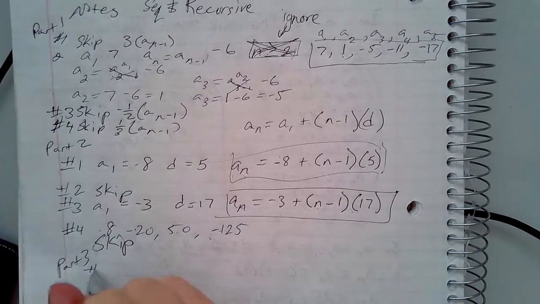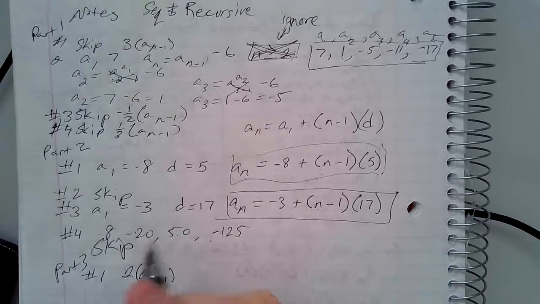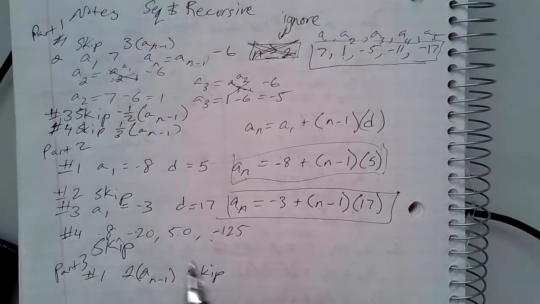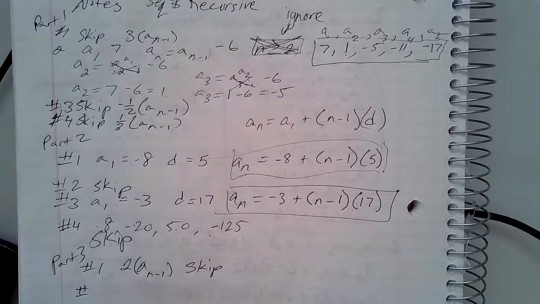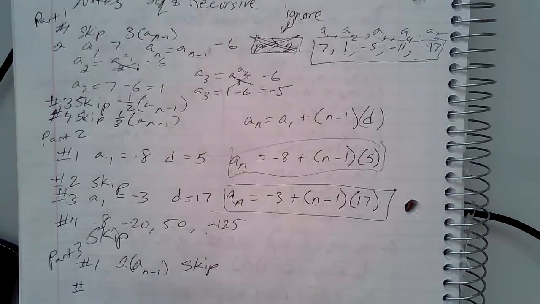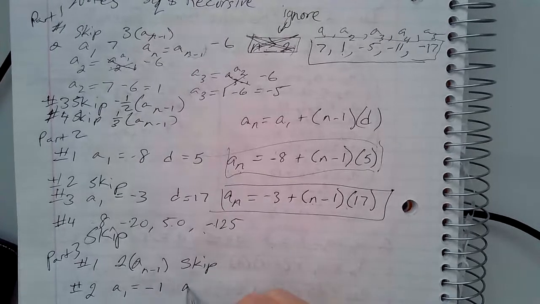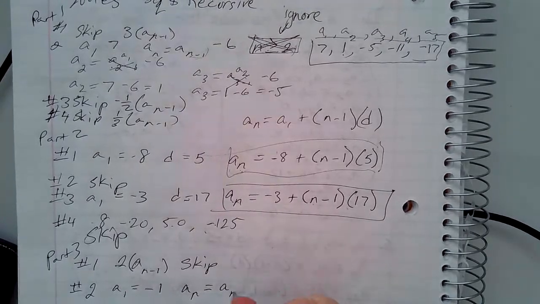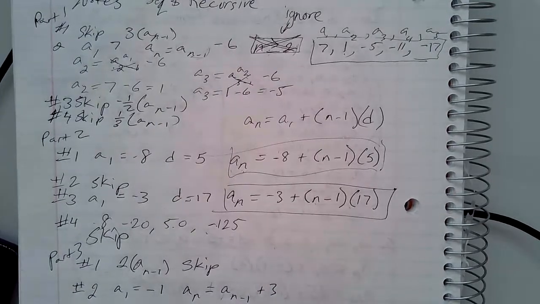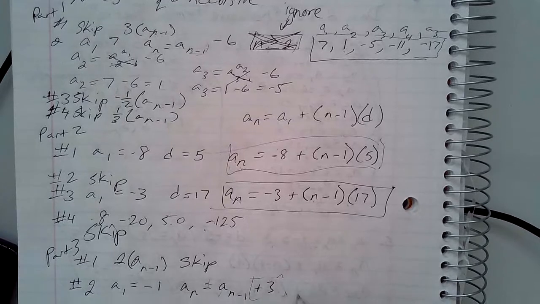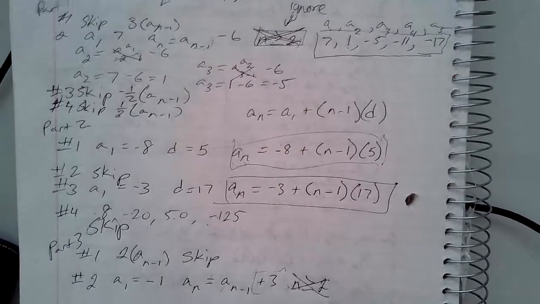We're going to skip number 1 because in the recursive formula, that says 2 times a sub n minus 1. That is geometric, so skip. Number 2, we're looking at, let's see, it says, write the nth term. Number 2 says that a sub 1 is equal to negative 1. And then it has an arithmetic recursive formula. And we know it's arithmetic because there's no multiplication. It's just addition, subtraction. And then it gives you the thing that you can ignore, which is n is greater than or equal to 2. All that is called a qualifier.